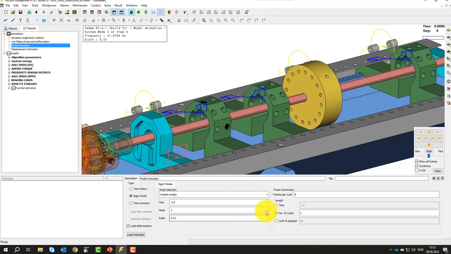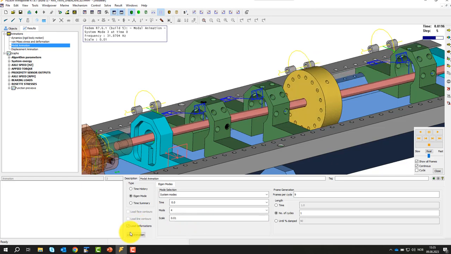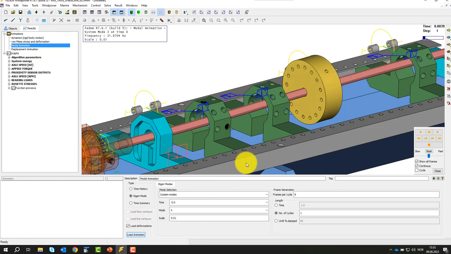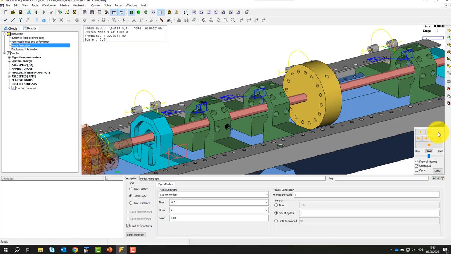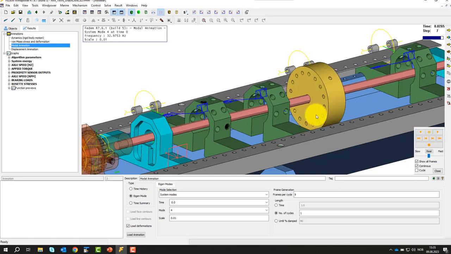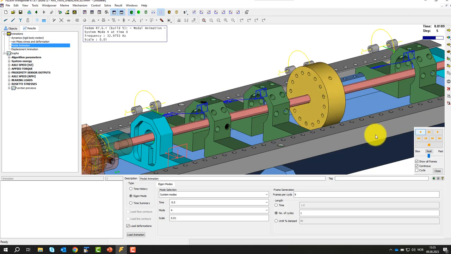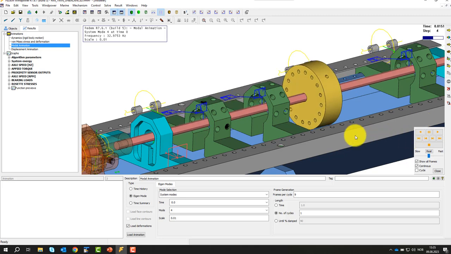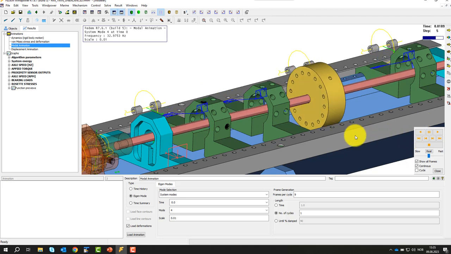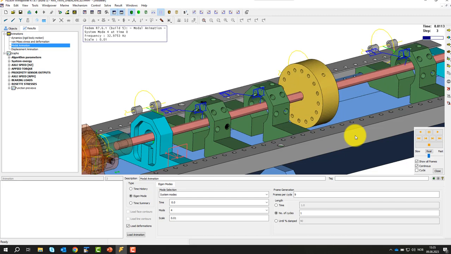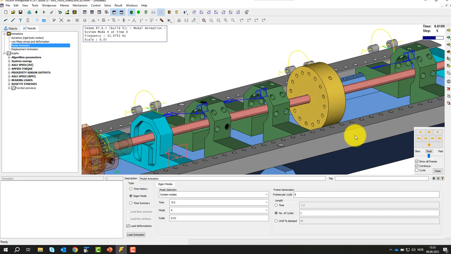Then we can check out the next frequency, which is a horizontal mode shape. And in FEDEM, it has almost the same eigenfrequency as the vertical eigenfrequency or mode shape. And these are the two modes that cause resonance problems. There are also additional torsional modes, which we don't care about right now.